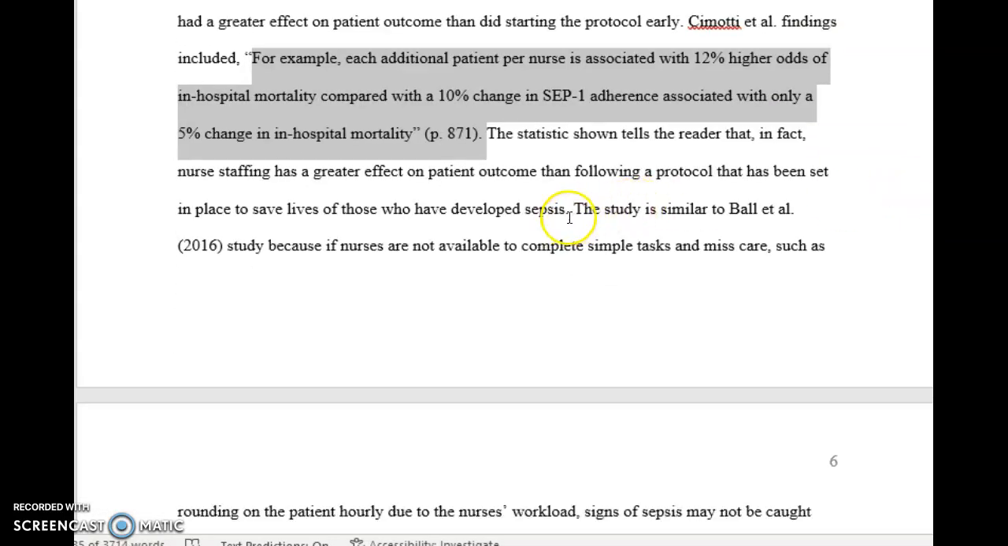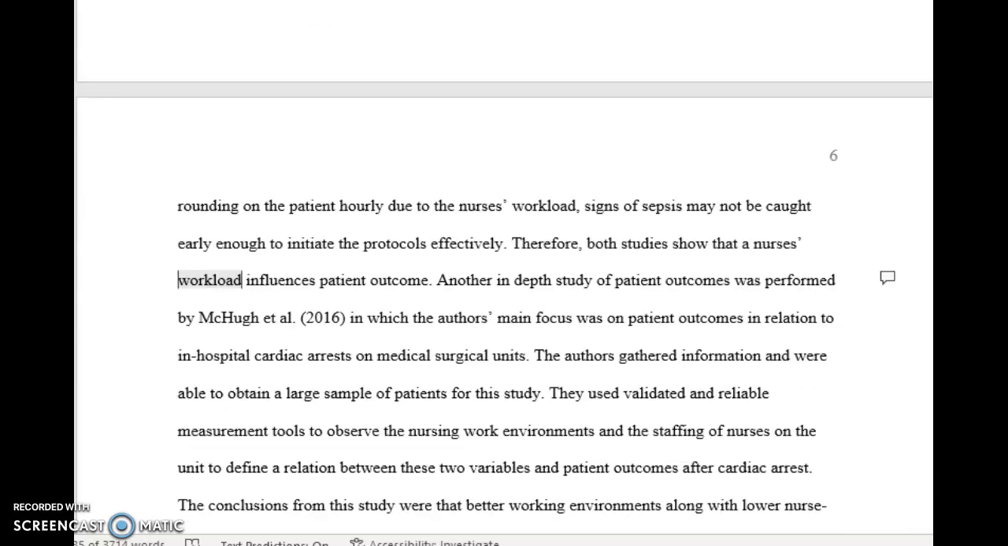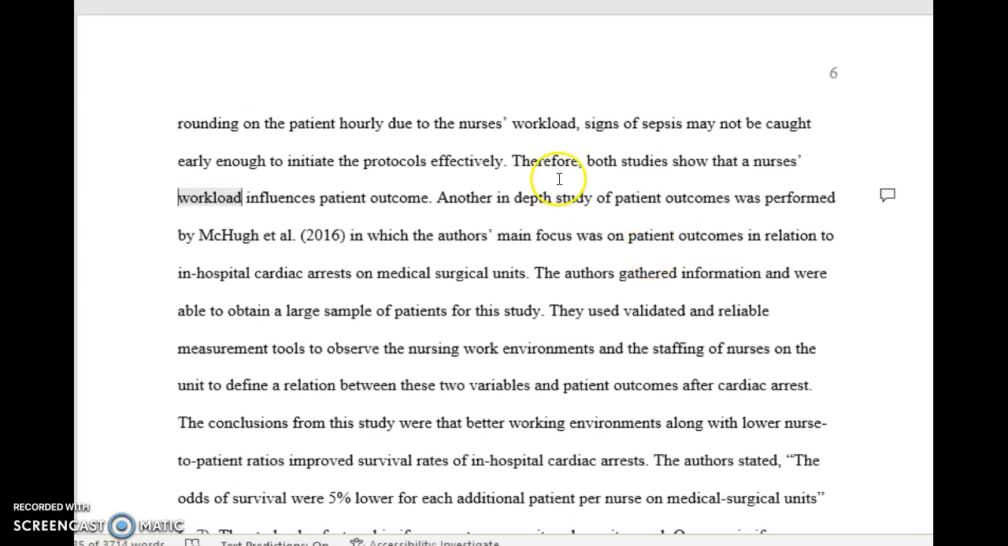This is a nice comparison. This study is similar to Ball, et al., because, okay? So there's a synthesis or a comparison, a drawing together of the literature. Therefore, both studies show that a nurse's workload influences patient outcomes. Another in-depth study of patient outcomes was performed by Hughes, et al. And so we have a nice transition there into the next research article.